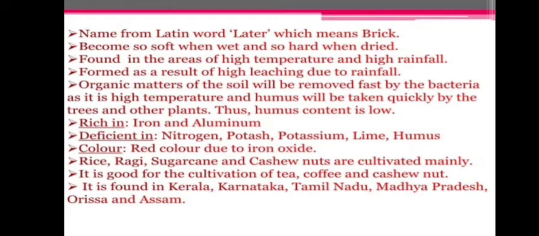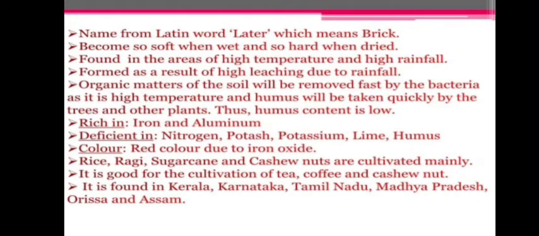Organic matter of the soil is removed fast by bacteria as it is high temperature, and humus is taken quickly by the trees and other plants. Thus, the humus content is low. It is rich in iron and aluminium and deficient in nitrogen, potash, lime and humus. The color is red due to iron oxide.